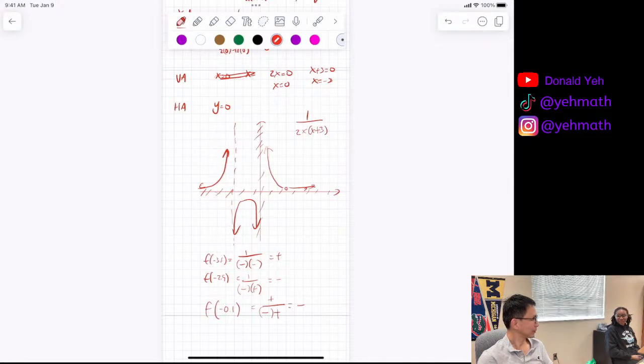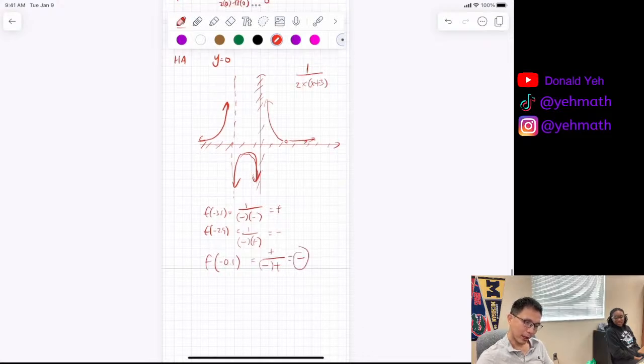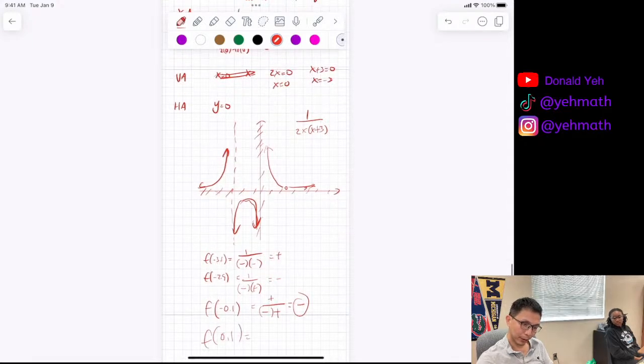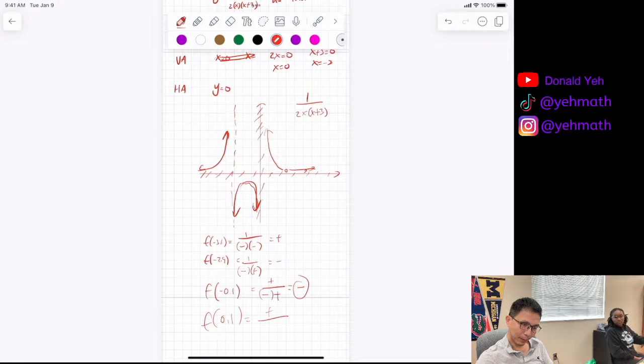Why is there a parabola? Because see, on this side it's going to go down. And on the positive side, I'm going to plug in 0.1 there. So it's going to be positive on the top, positive, and positive. So it's positive infinity. So this one's going to go here. So this is the graph.